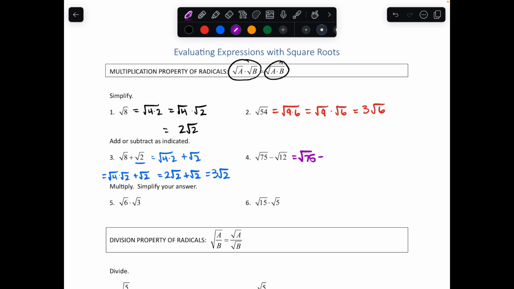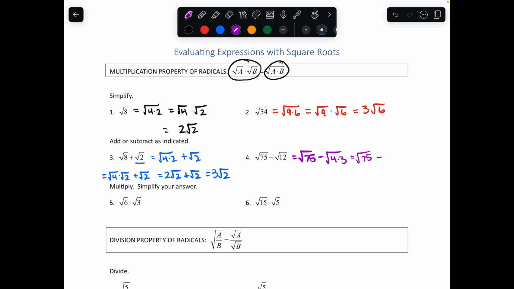Well, what are my perfect squares? We've got 1, 4, 9, 16. Well, 9's too big, 16's too big. 1 is the obvious one that doesn't really do anything. But 4, we can rewrite 12 as 4 times something. So let's do that. So this becomes the square root of 4 times 3. So we can separate this out, and this becomes the square root of 75 minus the square root of 4 times the square root of 3. But what's the square root of 4? The square root of 4 is 2.